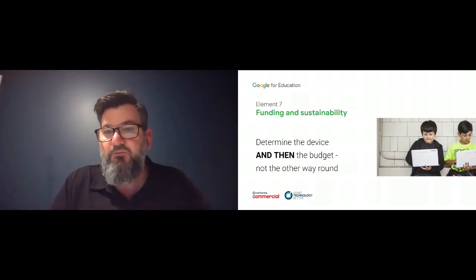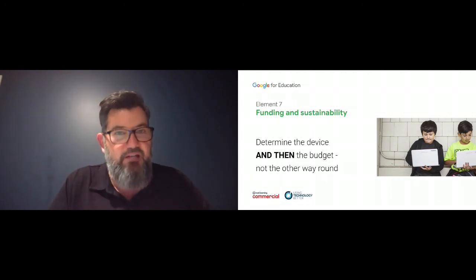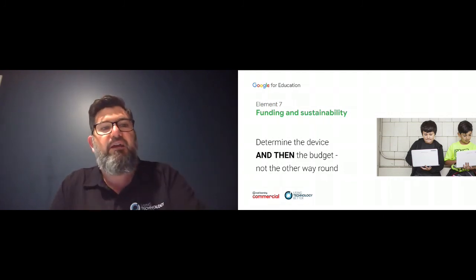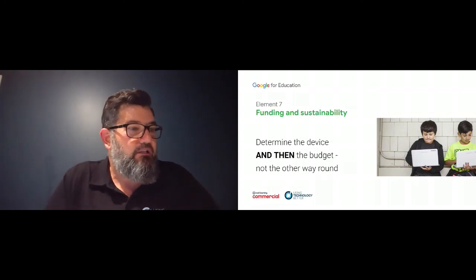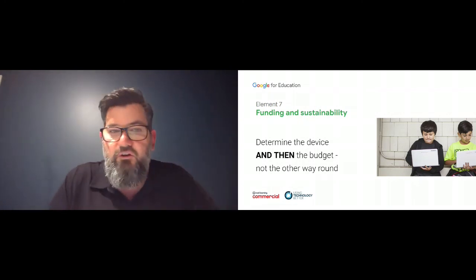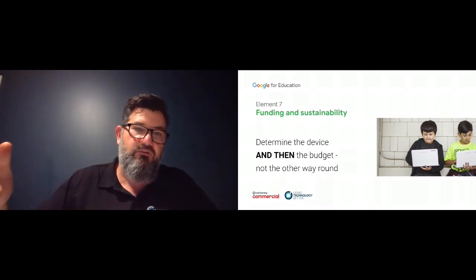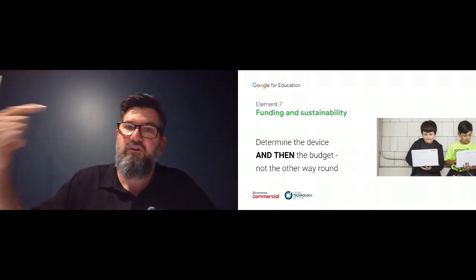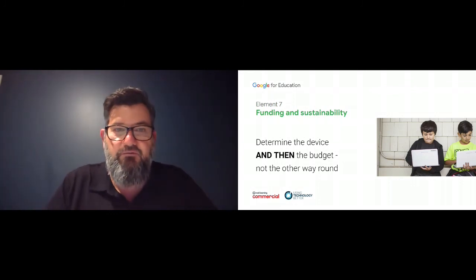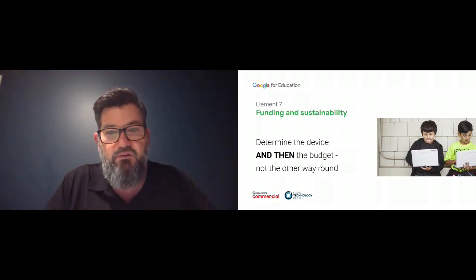And at the same time, you want to be sustainably funding that, right? So it's not, how do I get a grant and buy 100 Chromebooks? Because what you're not thinking about is 3 years down the track when those Chromebooks need to be replaced, where am I going to get those $100,000 again from? So what's that sustainability piece look like?